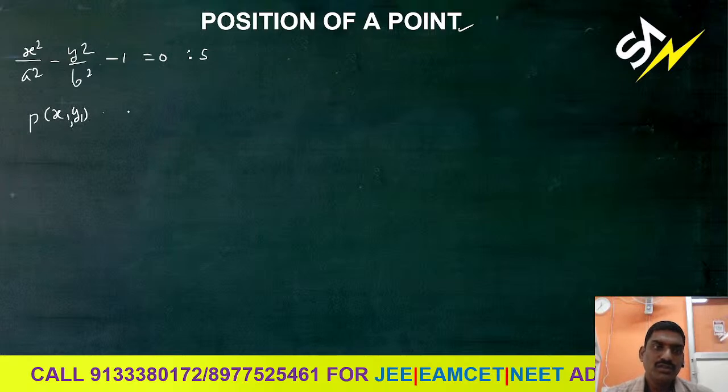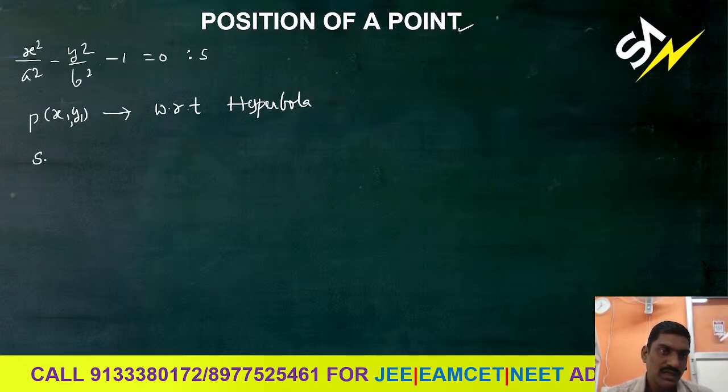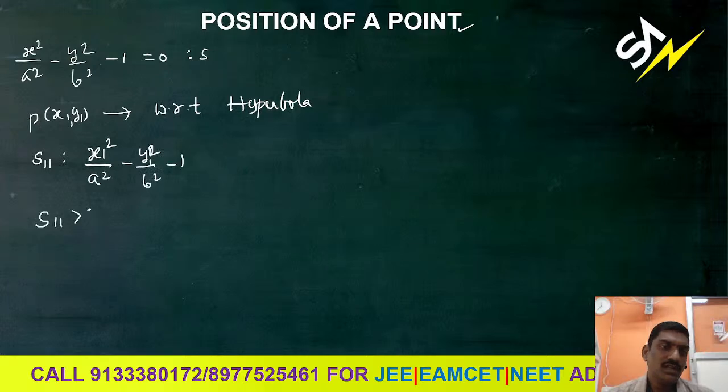What is the position of this point with respect to the hyperbola? Let us plug this point in, that means let us calculate S11. What is S11? x1 square over a square minus y1 square over b square minus 1. If this S11 is greater than 0, the point is outside the hyperbola.